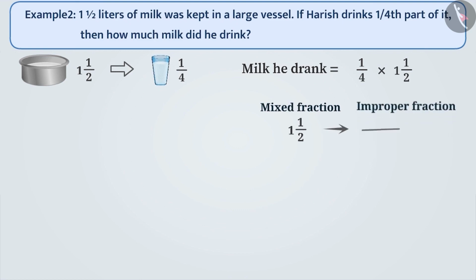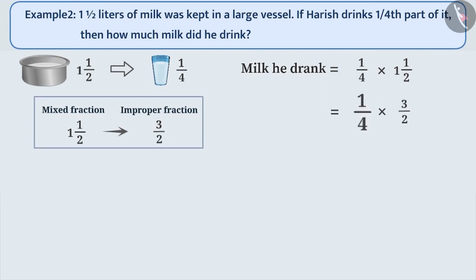For this, we will multiply denominator 2 by the whole number 1 and add the result 2 to the numerator. By this, we will get the numerator of the improper fraction as 3. Then, we keep the denominator as 2, so the improper fraction of 1½ will be 3/2. Now let's find out what will be the product of 1/4 and 3/2.